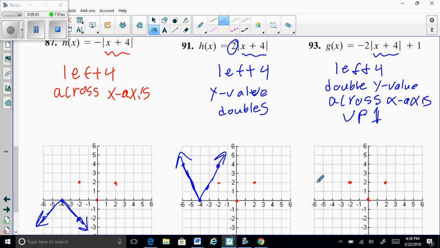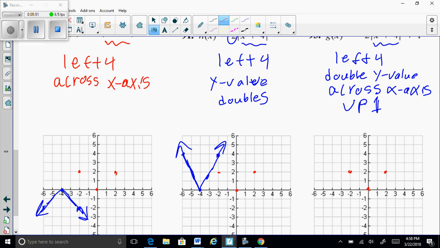So go to the left 4, double the y value, which takes us up to 4. Then we go across, which takes me to -4 down here, but then I go up 1, so I end up right here. Okay, same thing on this one. So let's see, left 4. I double the y value. Well, I'm already at 0, so I stay at 0.